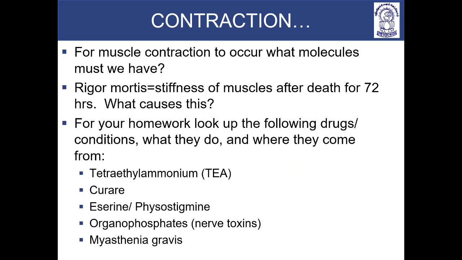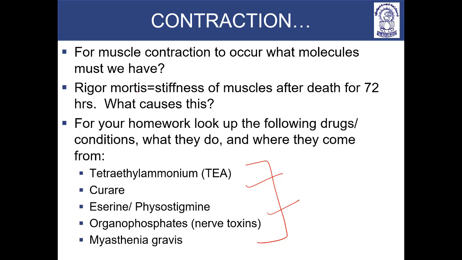These are the toxins which can inhibit the process of neuromuscular contraction. For muscular contraction to occur, what molecules must we have? We know that: all the proteinaceous molecules and ATP molecules.